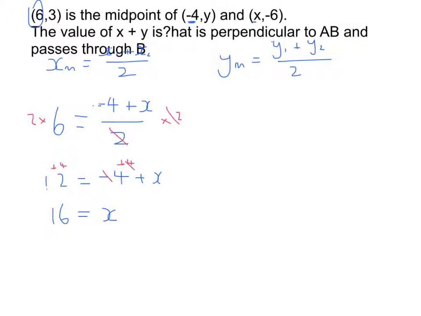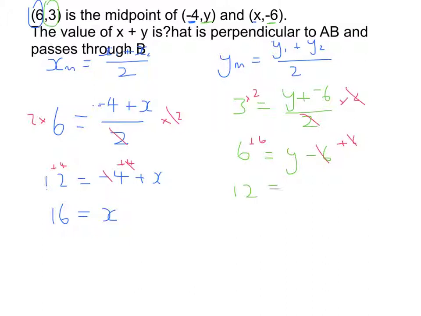And we'll do the same thing with our y coordinates. We're told the y midpoint is 3. So 3 is equal to y plus negative 6 over 2. Now we'll multiply both sides by 2 to cancel that fraction down. So 6 will be equal to y plus negative 6, or take away 6. And then we'll add 6 to both sides. That will cancel that one down. Tells us that 12 is equal to y.